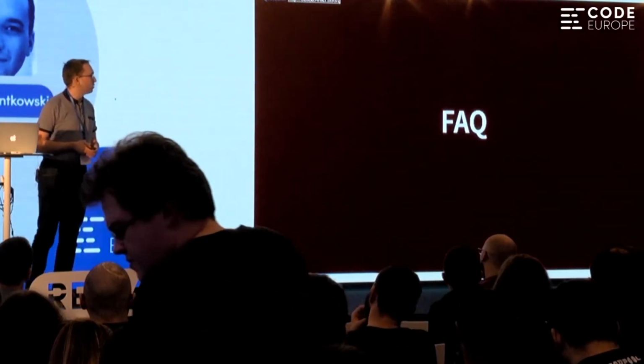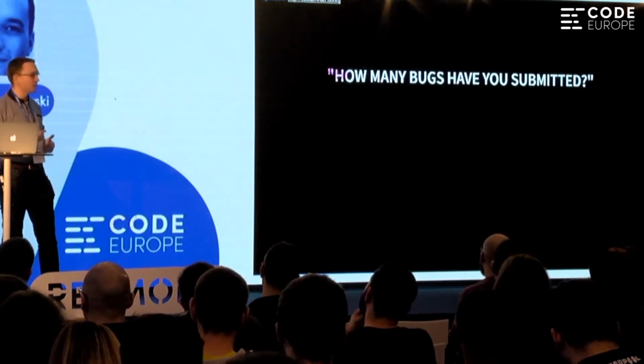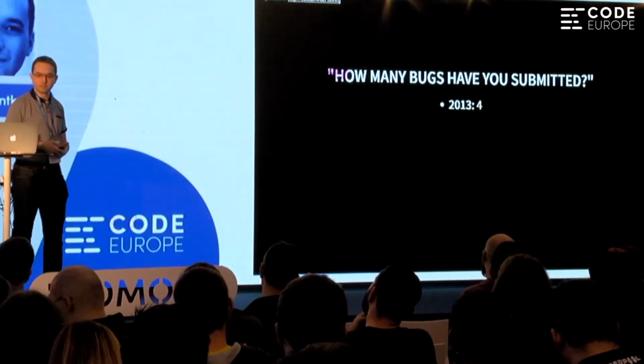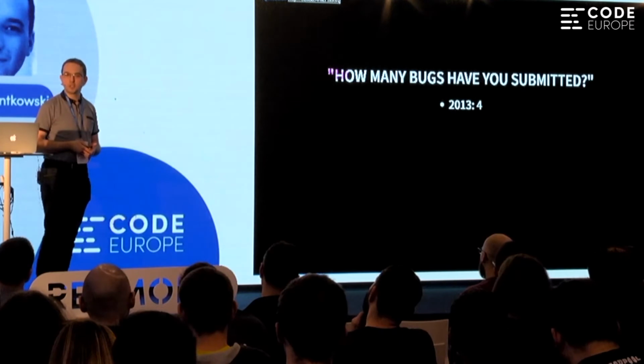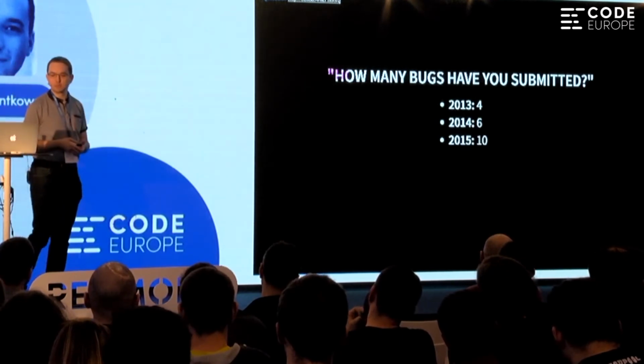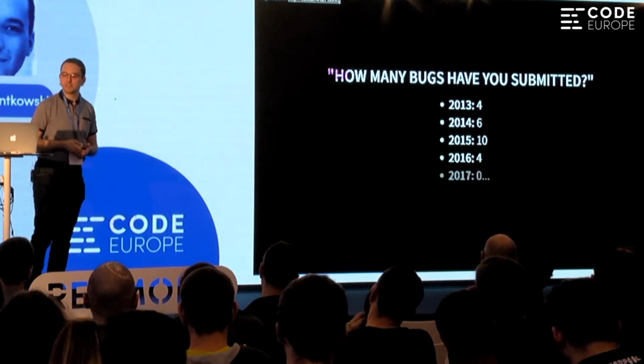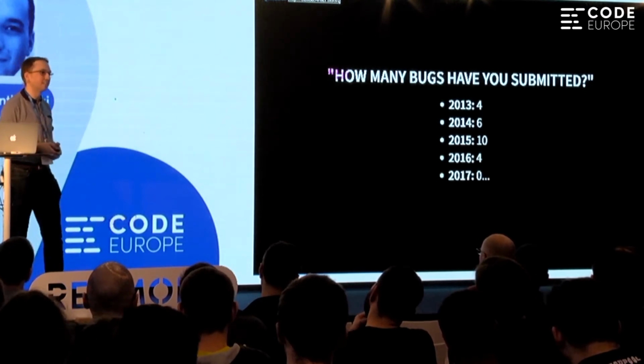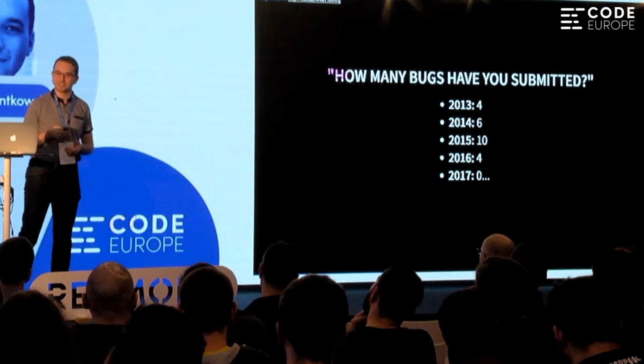OK, so now I will go to frequently asked questions. How many bugs have I submitted? So it was 4 bugs in 2013, 6 in 2014, 10 in 2015, 4 in 2016, and none as far as 2017, because I didn't really have time to do this.